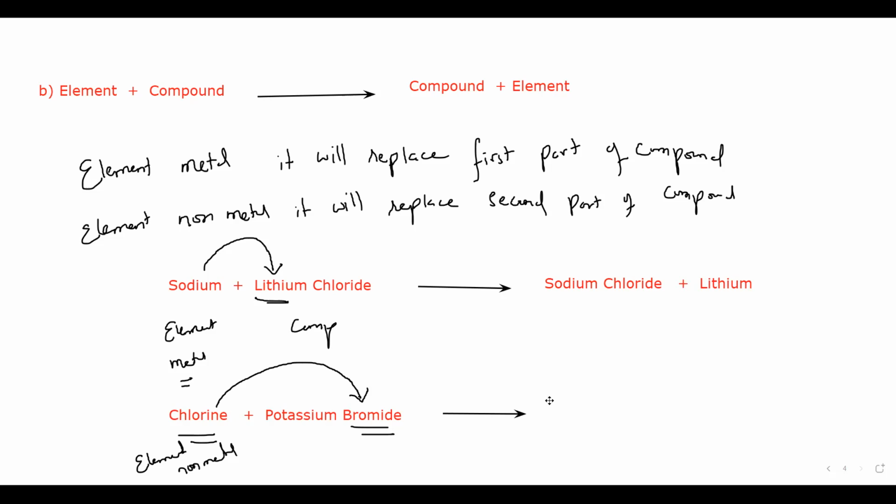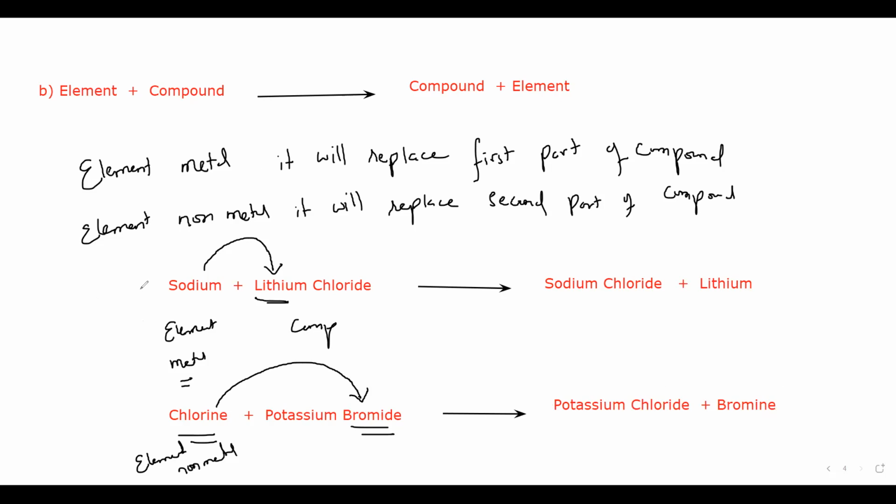So the result will be potassium chloride plus bromine. Is this example clear?